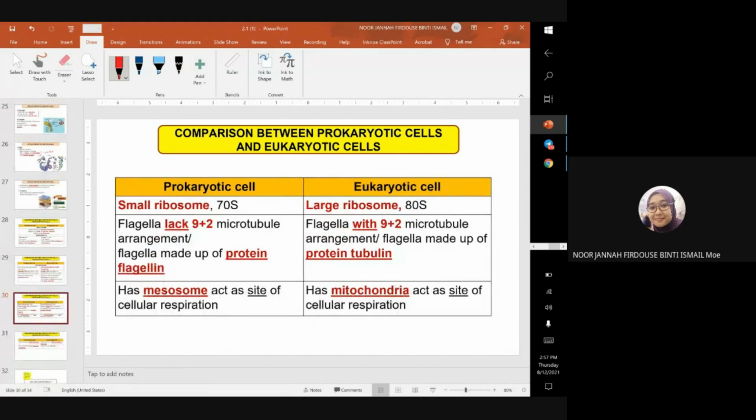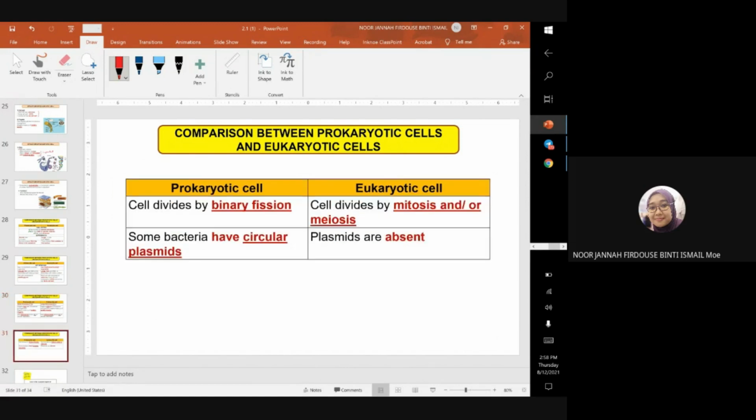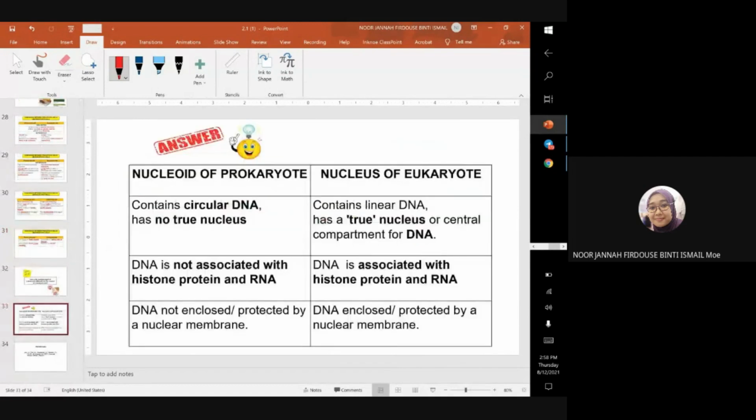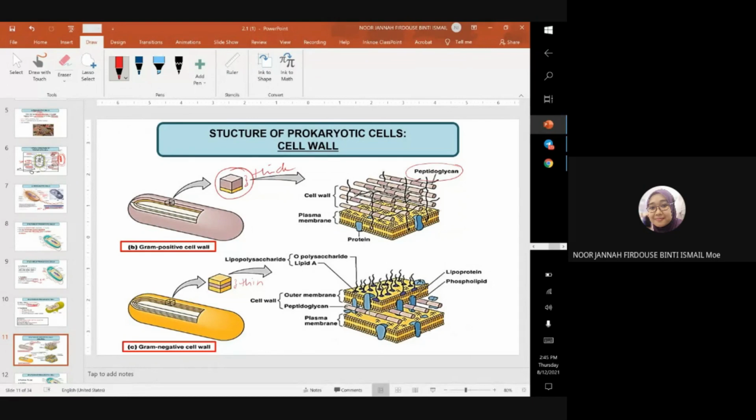Okay, small ribosome, prokaryotic cell, the small ribosome is 70 S type. While eukaryotic cell, we have a larger ribosome, 80 S type. Prokaryotic cell divides by binary fission. They do not undergo mitosis or meiosis. But for eukaryotic cells, our cell division is by mitosis or meiosis, or both. Okay. Membrane, the cell wall, and the plasma membrane.